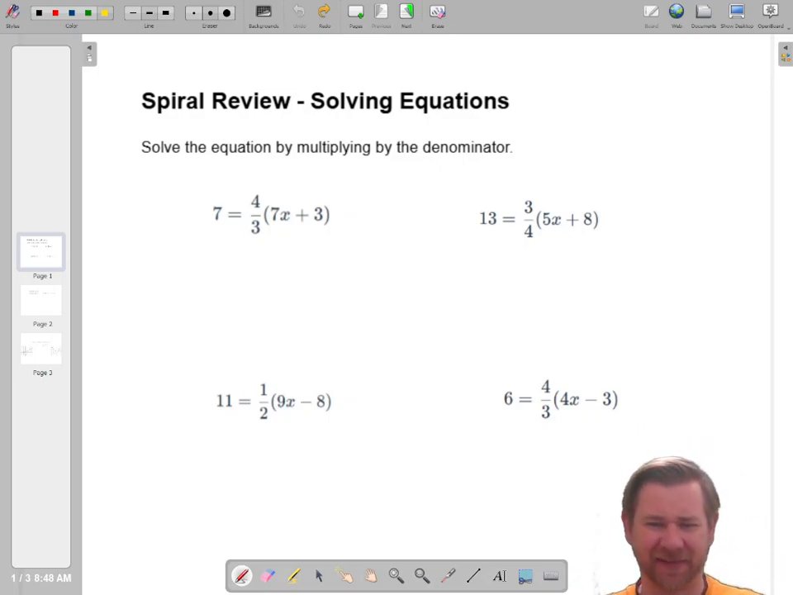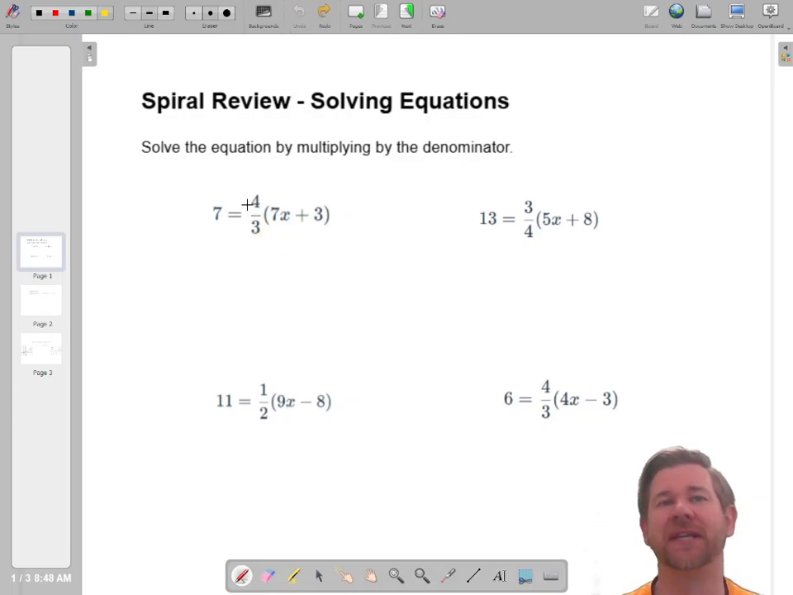Some of these are pretty easy, some of these have got some fractions. First thing, if you see that you're dividing by 3 here, there's a couple ways you could do this. You could distribute, but oftentimes it's easier to multiply by the denominator here. There's a 3, so I'm going to multiply both sides by 3, and when I do that on the right side, those just cancel out, and on the left side now I have 21 equals 4 times 7x plus 3.